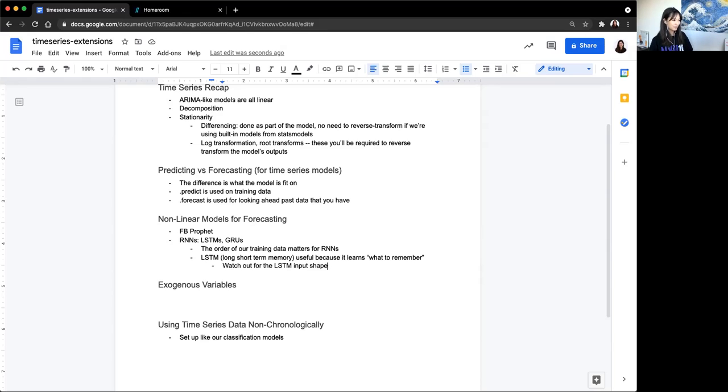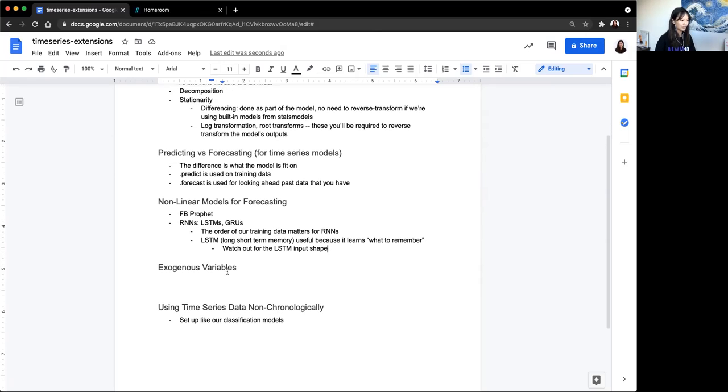All right. One more powerful thing, and I guess it's not unique to LSTMs, but something pretty neat with LSTMs is that they consider exogenous variables pretty well. They treat exogenous variables slightly differently from how SARIMAX treats them. Let's go and talk about exogenous variables now.